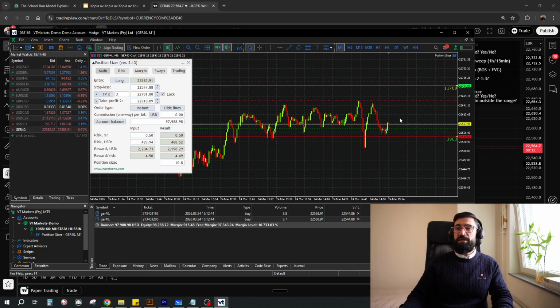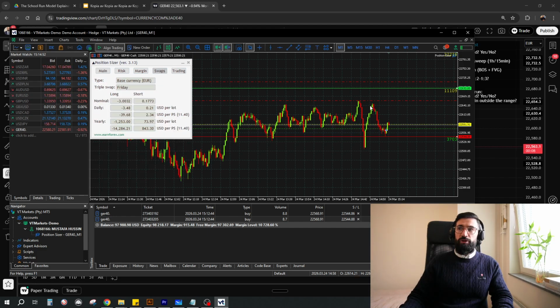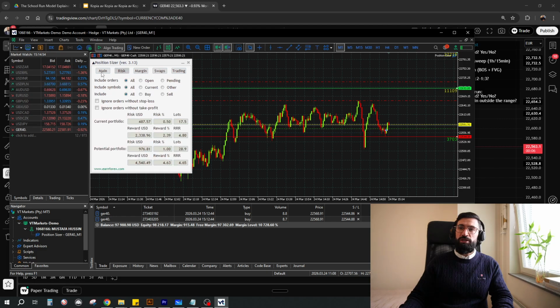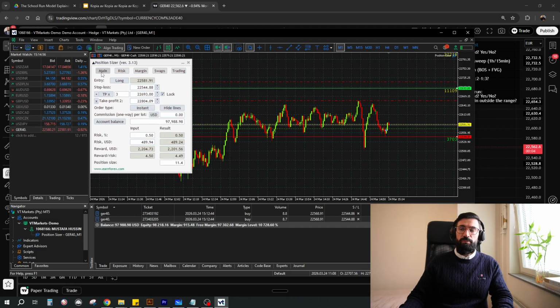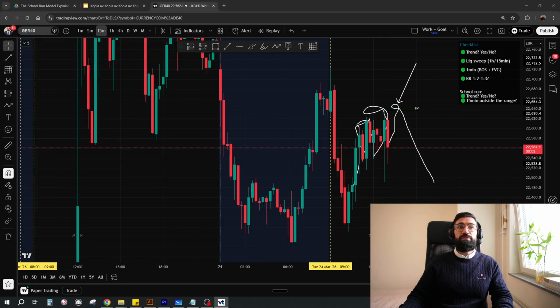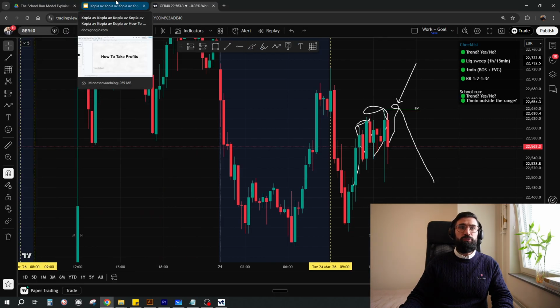So I have this set to 1 to 3. You can just change it in the settings. And you can also have different positions where you can change it in the settings also. All right, that's about it on how to take profits.